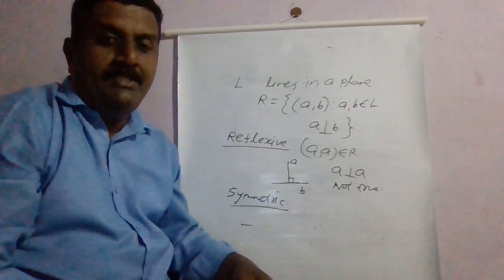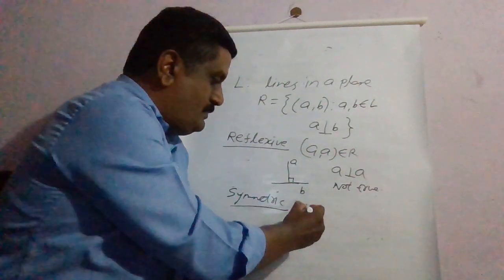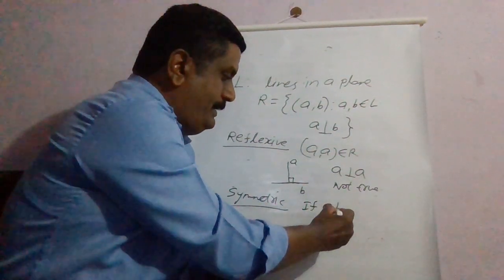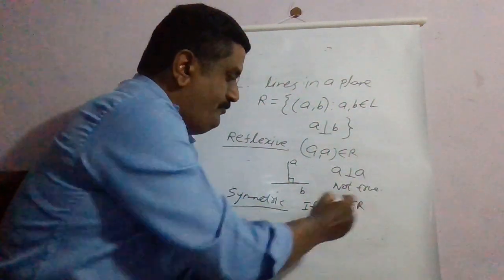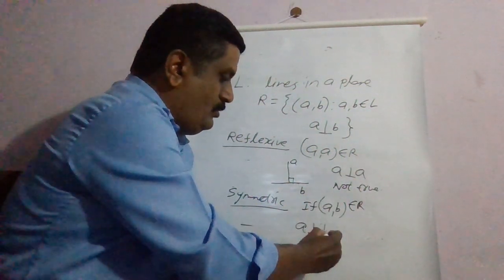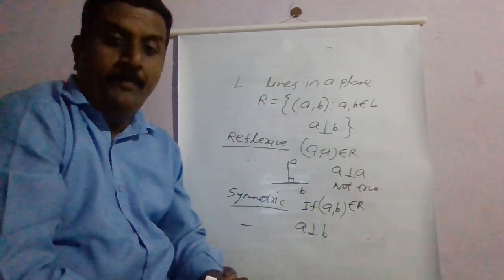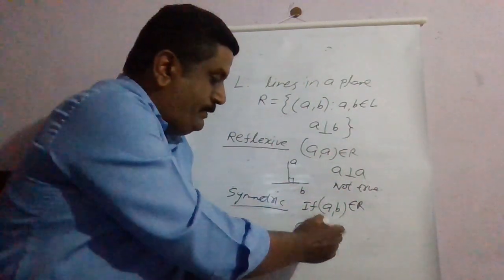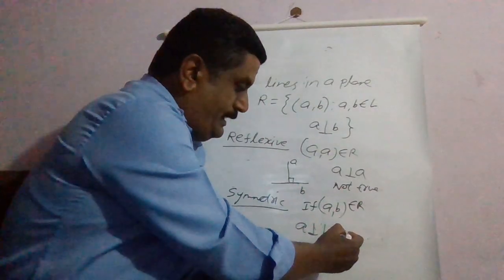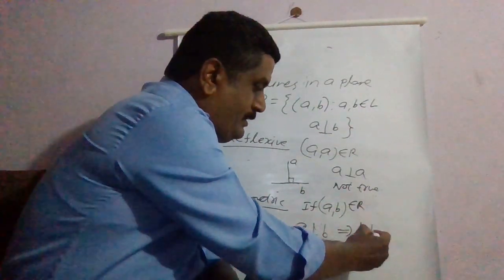Symmetric relation means if (A, B) belongs to R, suppose we are assuming that (A, B) belongs to R. If (A, B) belongs to R, it means A is perpendicular to B. This is true: a line A is perpendicular to B, which implies B is perpendicular to A.